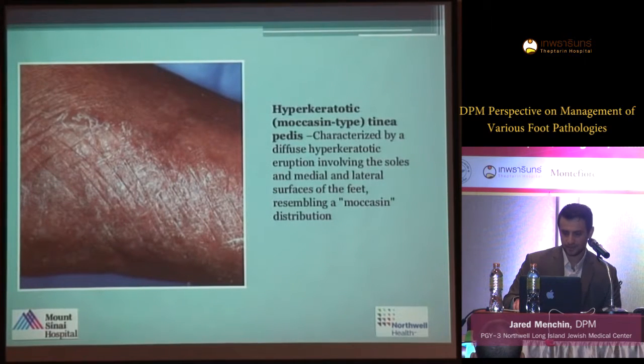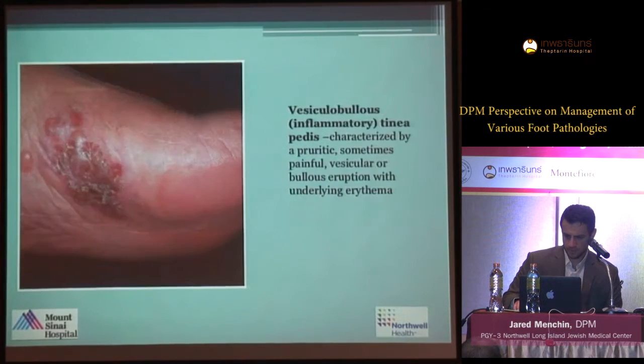Next is the hyperkeratotic, or the moccasin-type tinea pedis. This is going to have the diffuse hyperkeratotic eruption, which is in a moccasin distribution. So essentially, it's going to cover anything that a moccasin shoe would touch. Lastly is your vesiculobullous tinea pedis, which has a pruritic, sometimes painful vesicular eruption. This needs to be differentiated from psoriasis and other skin conditions.